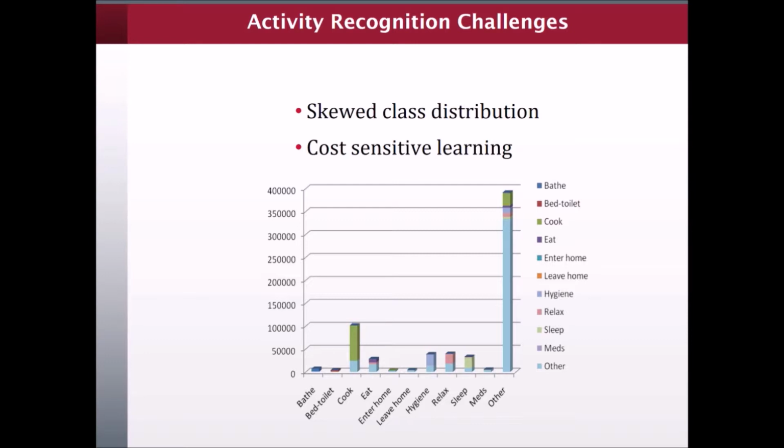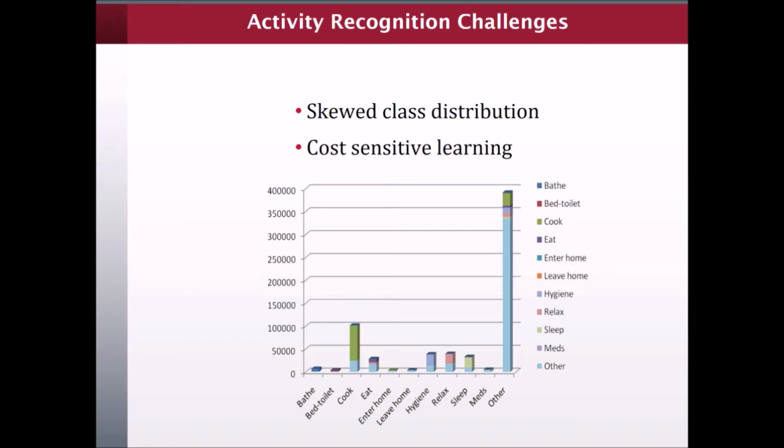Another reason for such a skewed class distribution is that typically we only want to monitor a fixed set of predefined activities such as those listed here. The ones listed here, though, don't make up all of an individual's routine. In fact, this distribution comes from an actual set of sensor data that was collected for an individual over a period of several months.